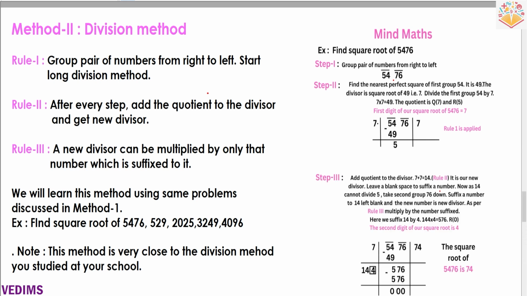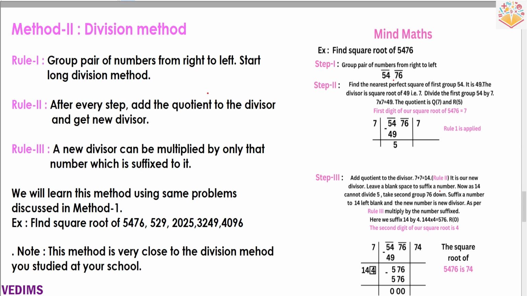And now first of all you add 7 to 7. You will get 14 according to rule 2. It is our new divisor. Leave a blank space to suffix a number. Now as 14 cannot divide 5, take the second group 76 down. Suffix a number to 14, left blank, and the new number is the new divisor. Now the new divisor is 144.